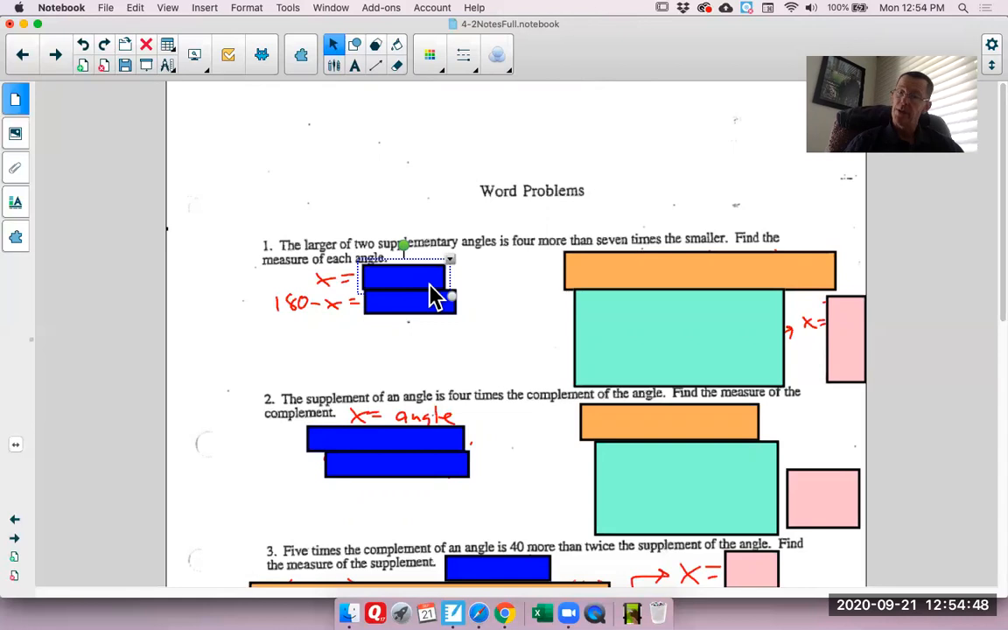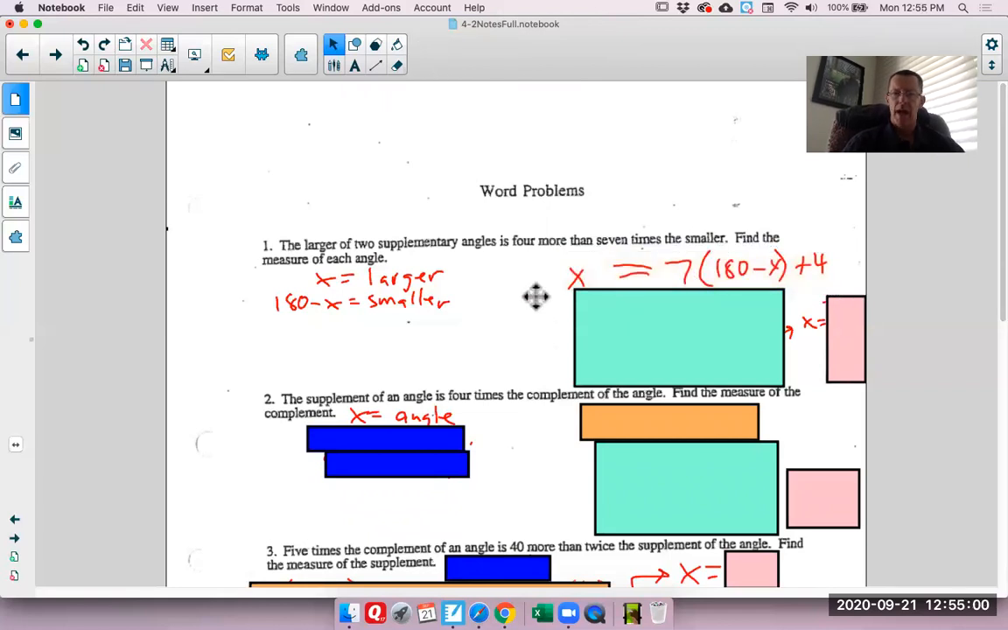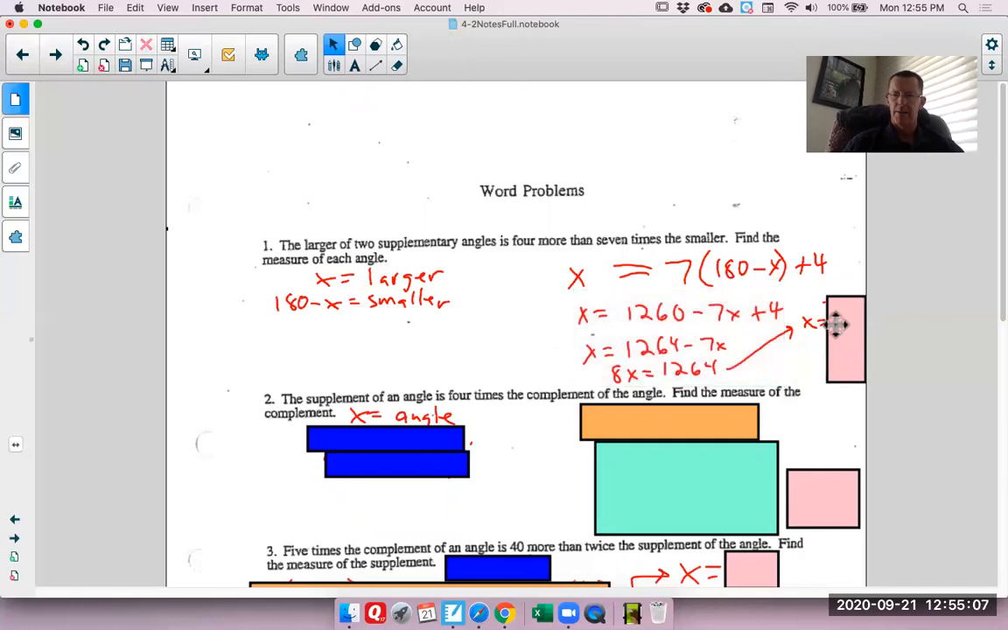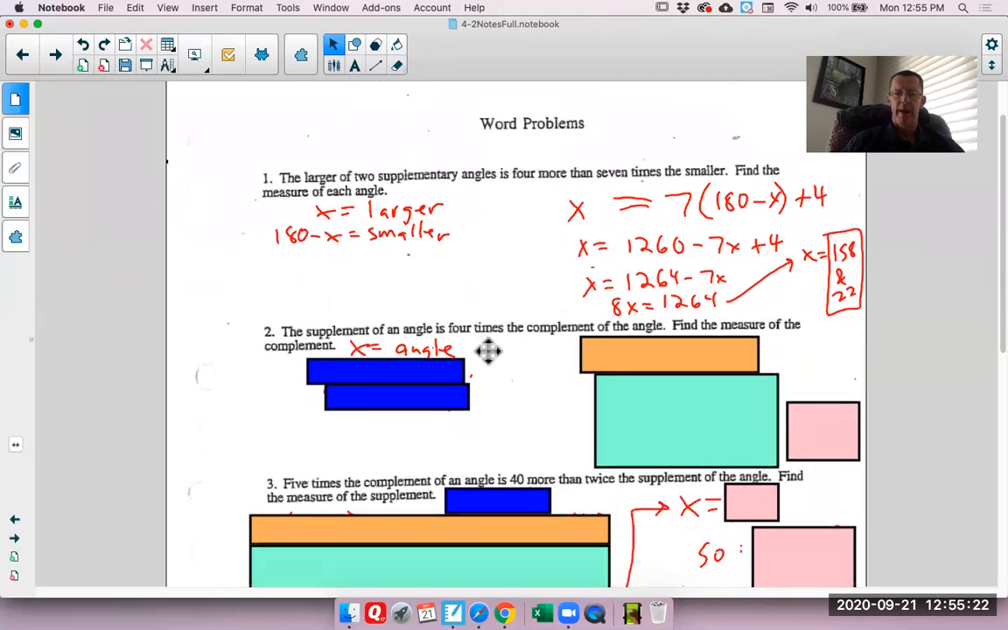You can check your answer, did you? Hopefully. Anyway, I set X to be the larger, 180 minus X to be the smaller. Did I have to do it that way? No, I could have reversed it, it wouldn't make a difference in terms of the final answer. Hopefully you got X equals 7 times the quantity 180 minus X plus 4, if you set it up the way I did, and then did the math and got 158 for X, which means the smaller one would be 180 minus 158, which is 22. Okay, you digest that for a sec and then go on to number 2 and try that one.